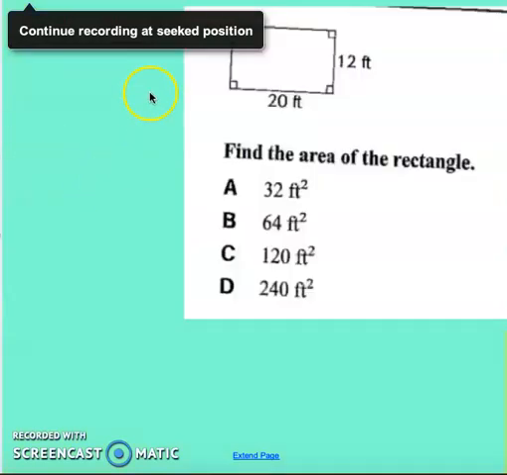So let's start by trying with a rectangle. So this rectangle is 20 feet by 12 feet. They're already meeting at right angles, so all I have to do is multiply. 20 times 12 is 240. So the answer is 240 because it's area, as you discussed yesterday. The units are always feet squared. So 240 feet squared for that rectangle.